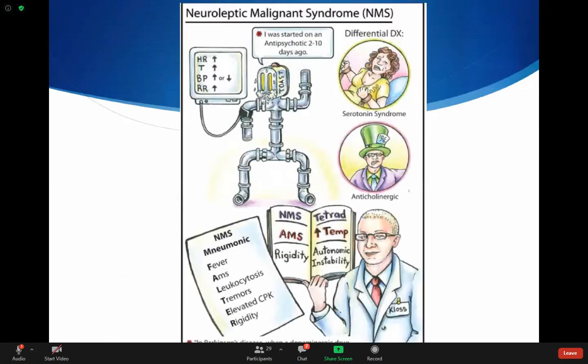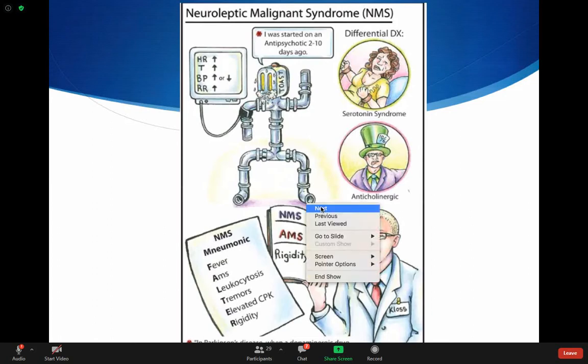Okay, so fever, altered mental status, they can have leukocytosis, they can have tremor. Both serotonin toxicity and neuroleptic malignant syndrome can have tremor. Usually CPK is elevated more in neuroleptic malignant syndrome, and the rigidity in neuroleptic is like wood. They're not moving at all. Their limbs are very rigid. Okay.